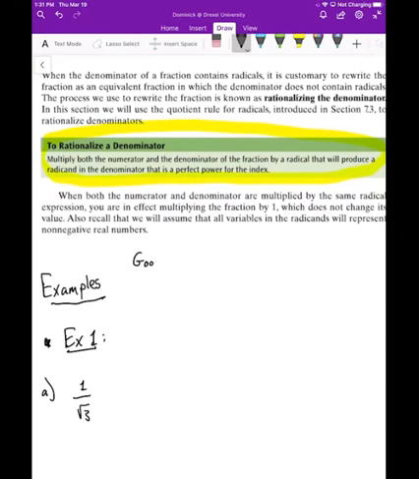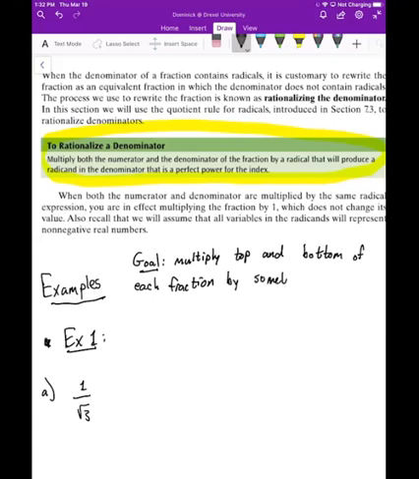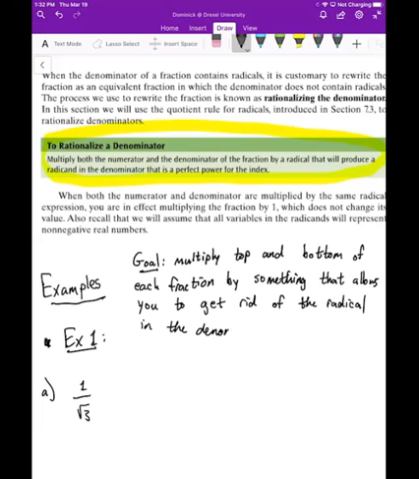So overall, the goal for each of these is that we want to multiply the top and bottom of each fraction by something that allows you to get rid of the radical in the denominator. Okay, so let's do an example.